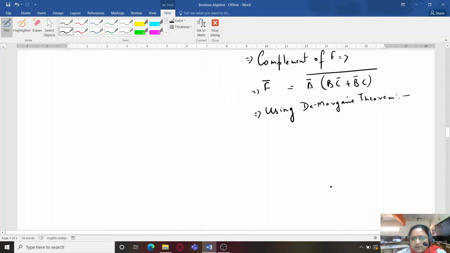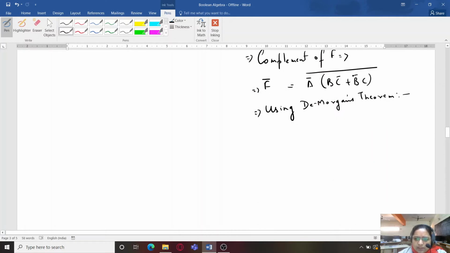How do we solve it using De Morgan's theorem? Now you can see over here that there are two terms. This is the first term and this is the second term, and the operation between them is dot, that is AND. So here we are going to use this law of Boolean algebra: x dot y whole complement equals x complement plus y complement.